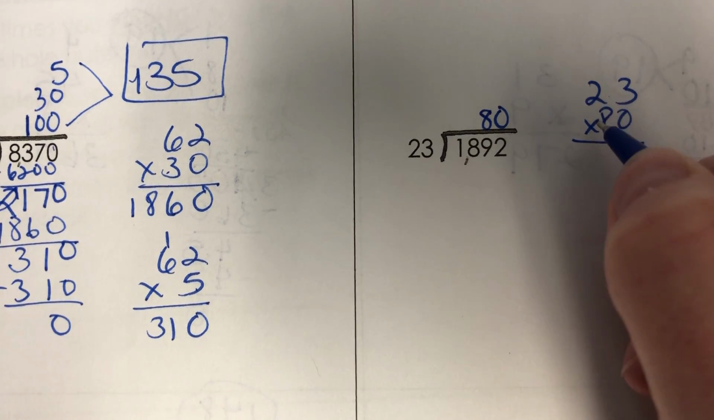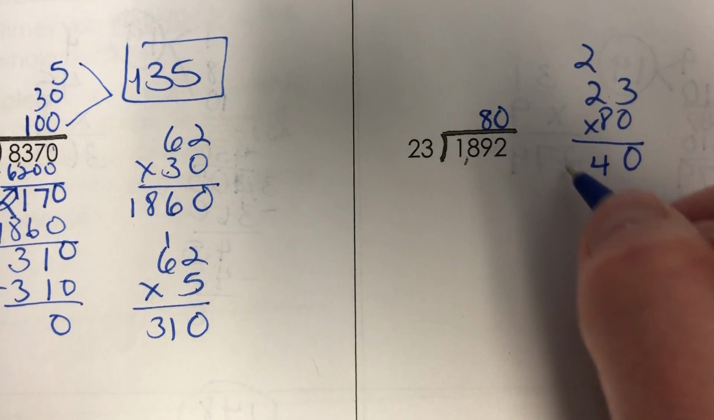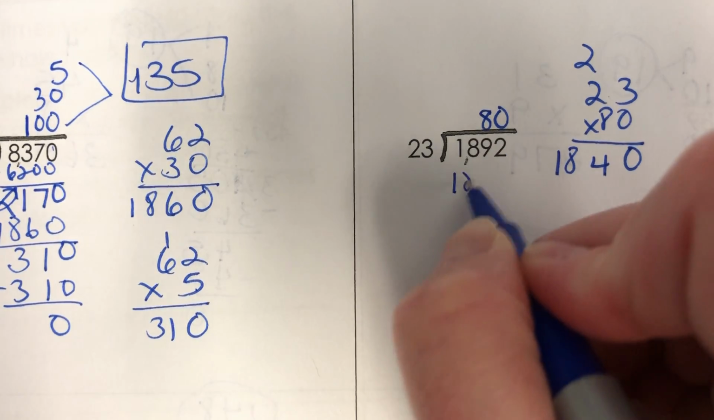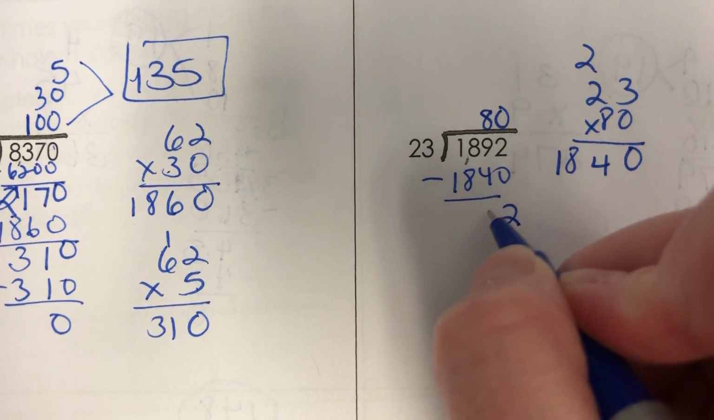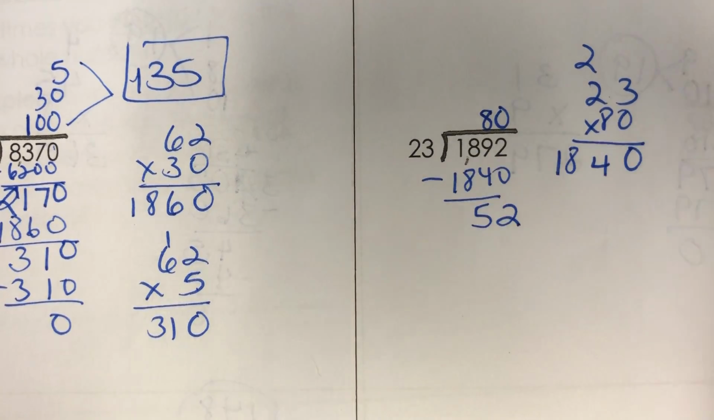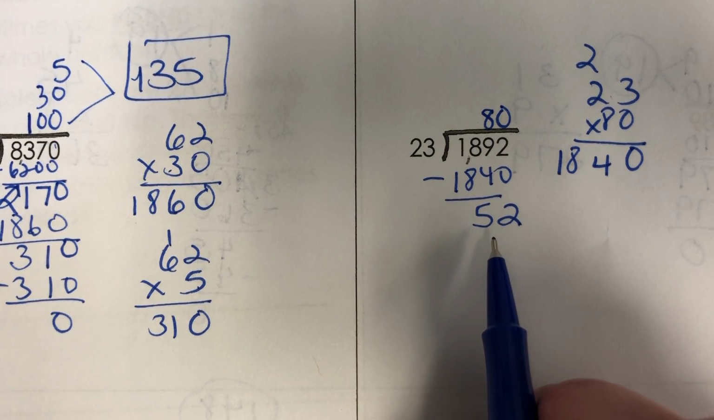Bring down my 0. 8 times 3 is 24. 8 times 2 is 16, plus 2 is 18. So I have 1,840, and we subtract. 2 minus 0 is 2. 9 minus 4 is 5, and then we have 0, 0. So I have 52 left. How many times will 23 go into 52?